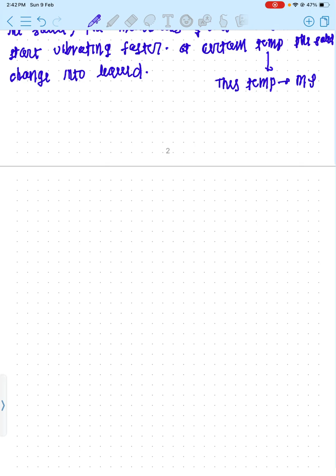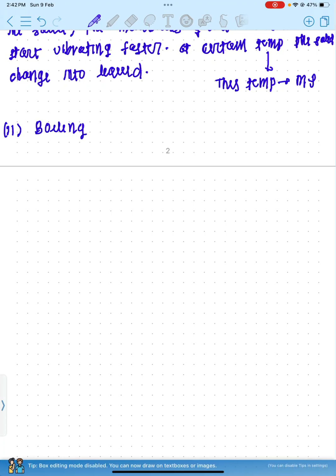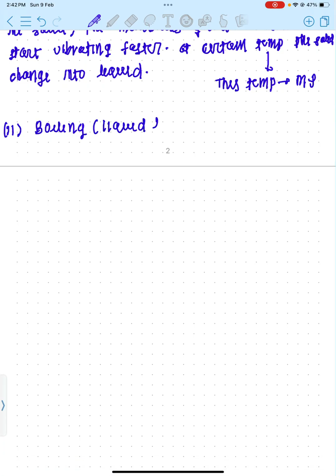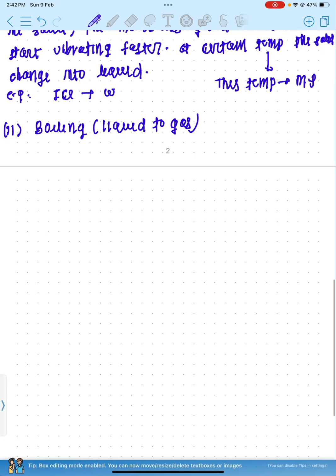boiling, liquid to gas. Now, here we can write the example as ice melts into water at 0 degrees Celsius. Ice goes to water, the temperature is 0 degrees Celsius. Okay, now boiling of the liquid.